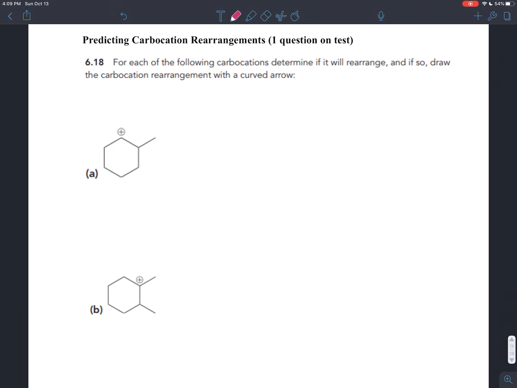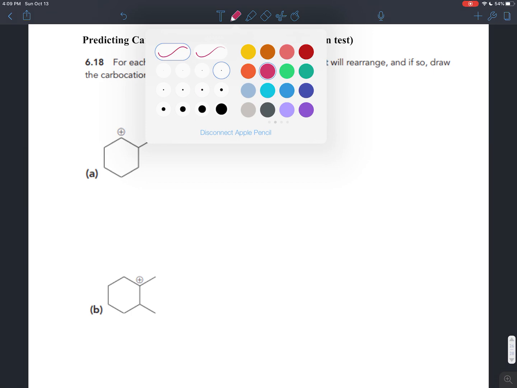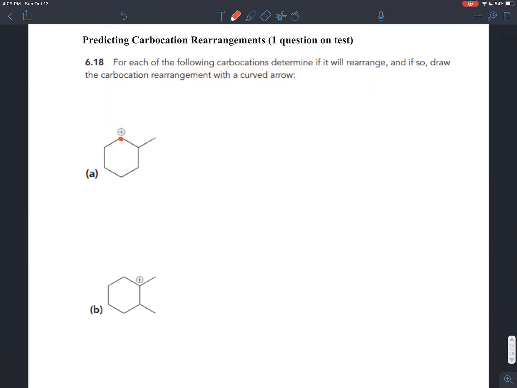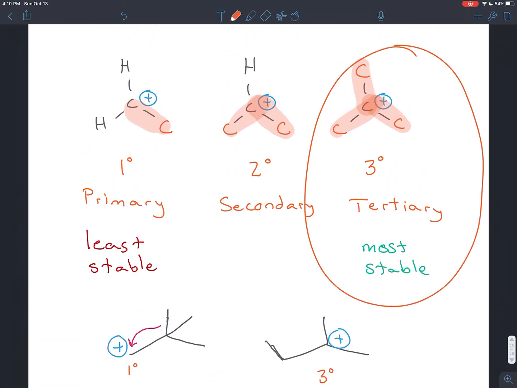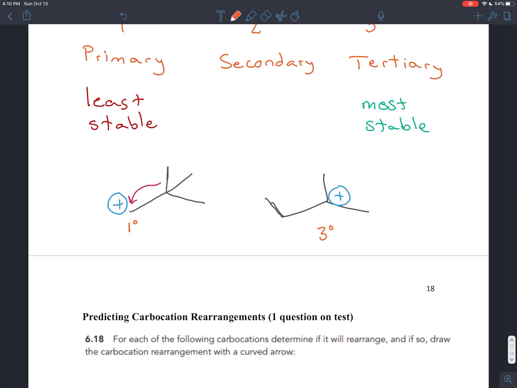So the first step is to look at where the carbocation is and decide whether that's primary, secondary, or tertiary. So this carbocation here is bonded to two other carbons, so it is secondary. What if it were on the left? Then it would be bonded to two other carbons. That would also be secondary. So that's not more stable, and so there's no reason for the carbocation to rearrange to the left. How about to the right? If the carbocation were there, it would be bonded to 3 other carbons. That would be tertiary. That is a more stable carbocation.